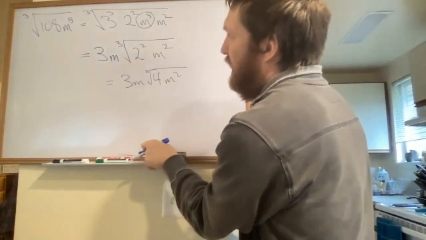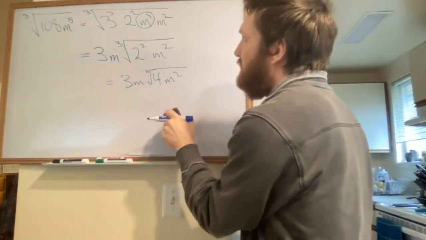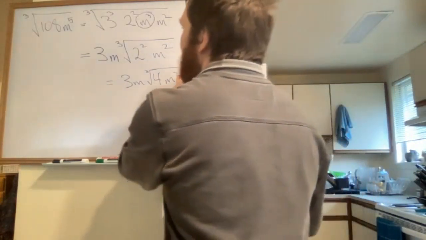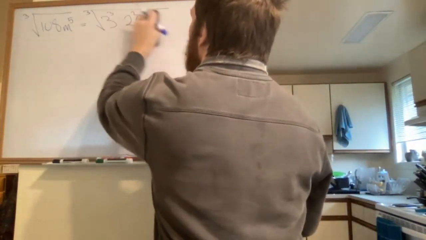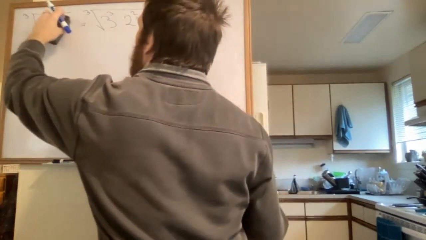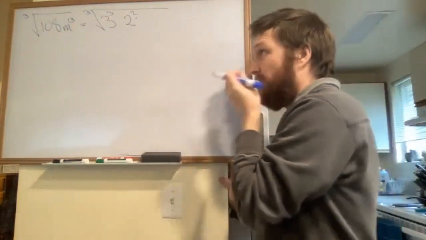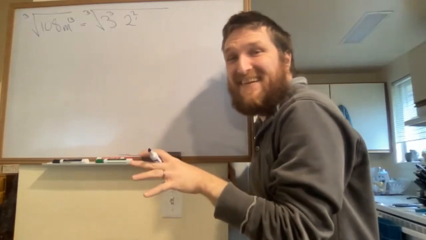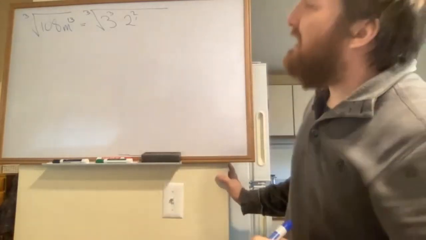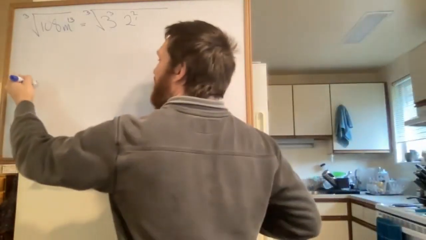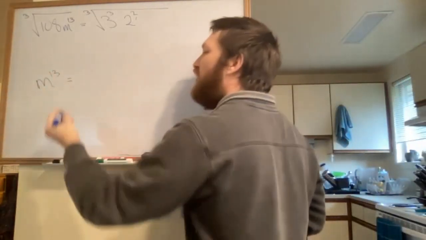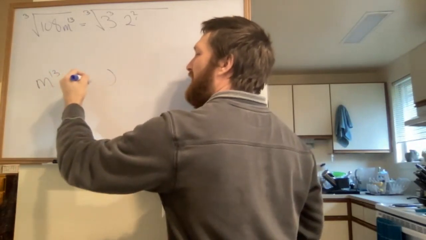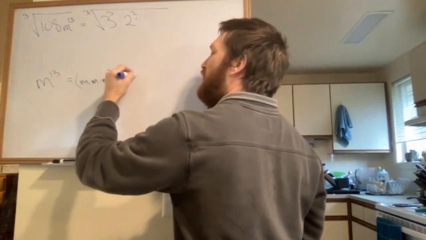Now, here's the hard part. Let's say we had done this. Let's say it was the same thing, except instead of m to the 5th, we had m to the 13th. There's no wrong way to do this. Well, there's a bunch of wrong ways to do it, but how do we want to take care of that? M to the 13th, if we were to group that by threes, right? How many groups of threes would we have?